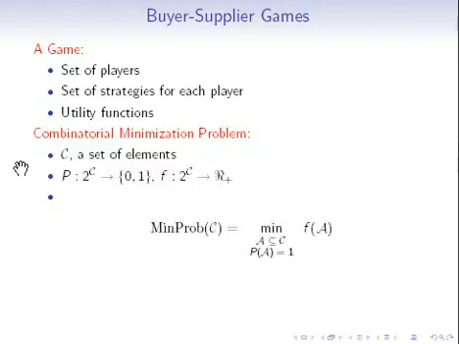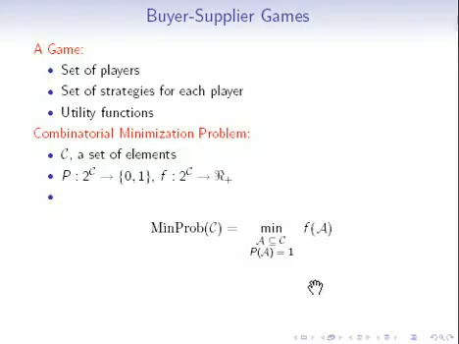And here is a generic combinatorial minimization problem. It looks like this. We have a set C of elements, which are the set of elements over which we're going to try to optimize. We have a feasibility function P, which says which subsets of C are feasible or good subsets and which are not. And then we have the function F, which is actually the function we're trying to minimize. So in general, the minimization problem tries to find feasible subsets of C such that they minimize the function F.